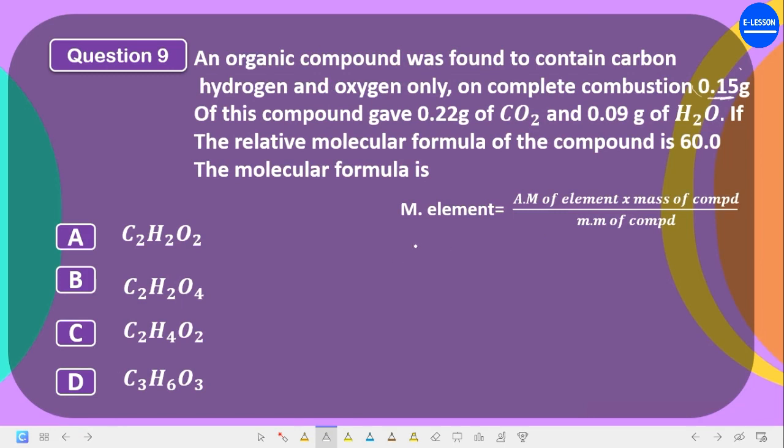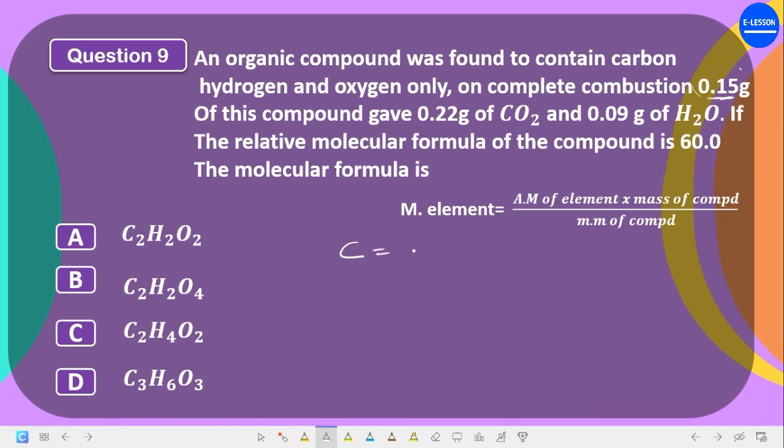Okay, now let's take the question: an organic compound was found to contain, what did the organic compound contain? It contains carbon. Let's do this in this other slide. Sorry, it contains carbon and hydrogen. So let's look for the masses of each of the elements.